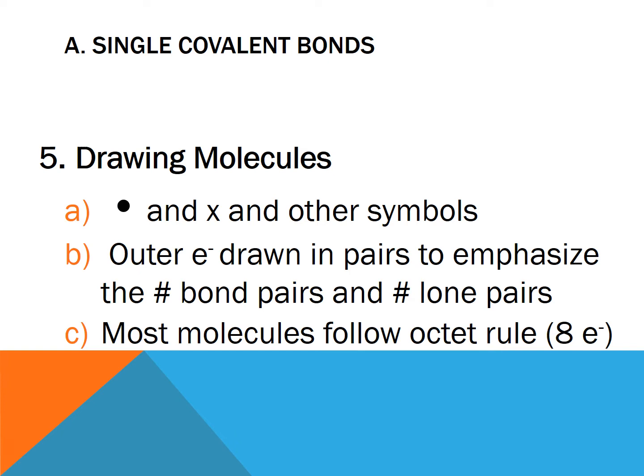So, drawing the molecules, you need a dot and a cross. One atom is going to have a cross, and one is going to have a dot. You draw just the outer shells, and the bond pairs and the lone pairs. And then most molecules are going to follow what we call the octet rule, 8 electrons around it. There's certain circumstances that these don't apply, and we'll cover those as well.